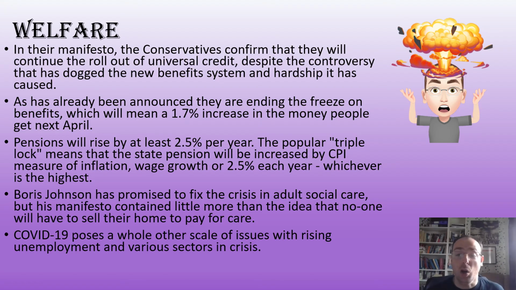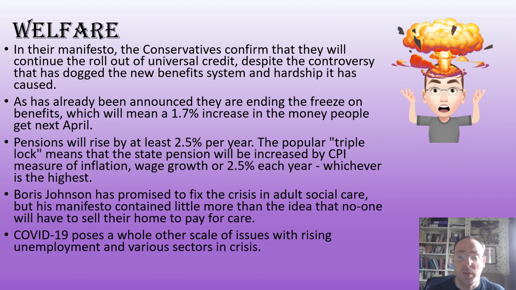There's the triple lock with pensions, which the Conservative government committed themselves to in 2019. Again, the affordability of this has only recently been questioned given the current circumstances. But this should guarantee a 2.5% increase in pensions year on year, or higher if inflation or wages are increasing at a higher rate.